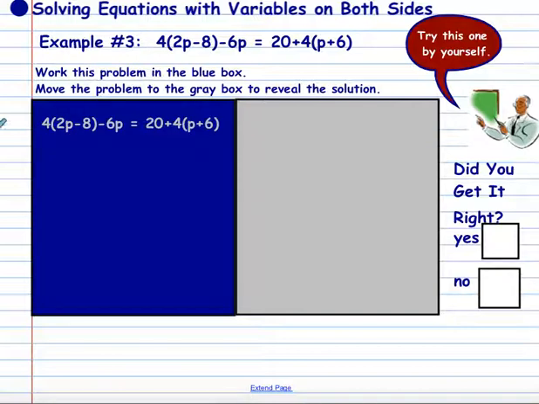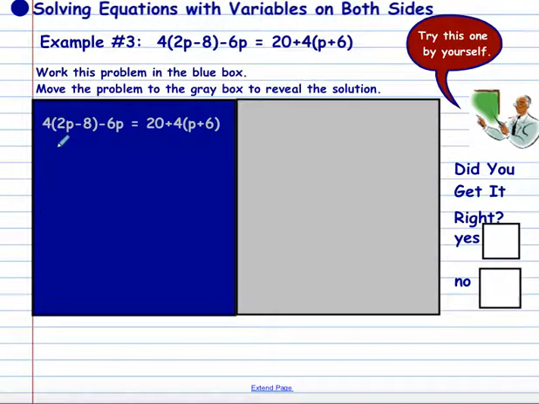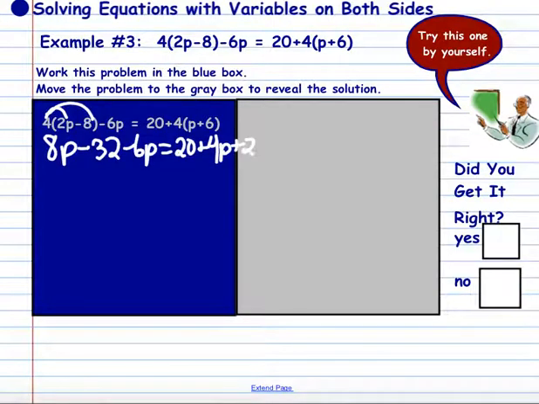Remember, we need to distribute first. So let me just change the color really quick. Okay, so I'm going to distribute out, and I get 8p minus 32 minus 6p is equal to 20 plus 4p plus 24. Remember, I'm going to distribute that completely.